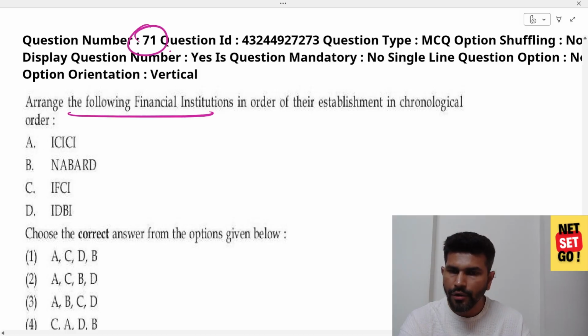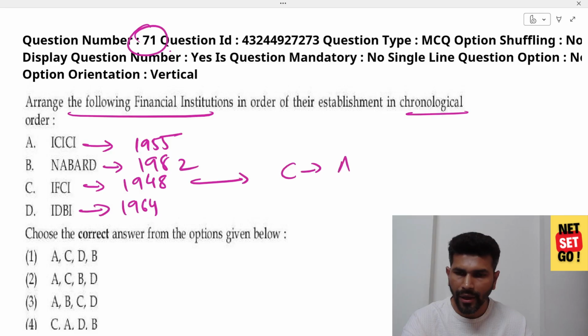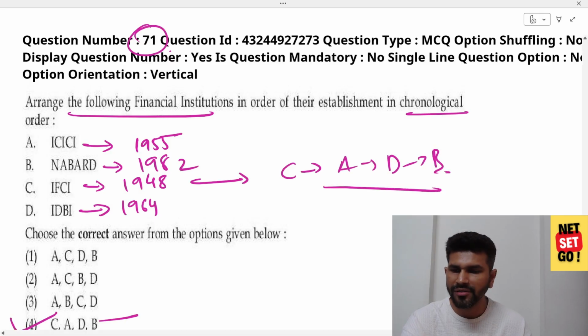Next, arrange the following financial institutions in order of their establishment in chronological order. ICICI 1955, NABARD 1982, IFCI 1948, IDBI 1964. So the correct sequence is C, A, D, B. Option 4 is the correct answer.